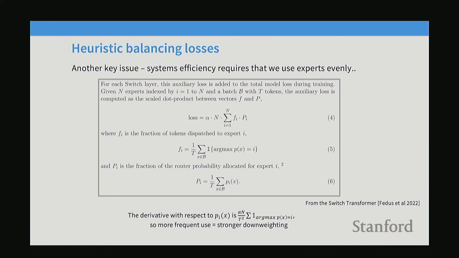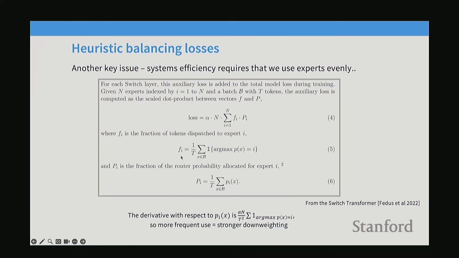So this is originally from the Switch Transformer from Fedus et al. in 2022. And they add this particular loss where they're going to loop over each of the experts. You could think of this as an inner product between the vector f and the vector p. And so what are these vectors?